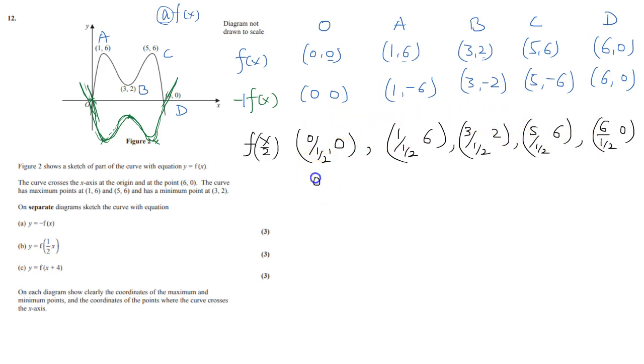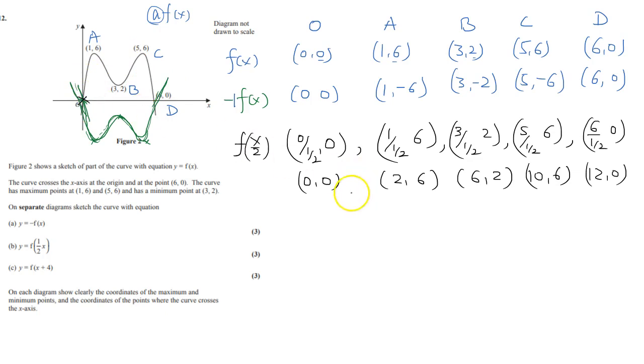So this is 0 0. This is 2 6. This is 6 2. This one is 10 6. And this one is 12 0. So you draw 0 0, 2 6, 6 2, 10 6, and 12 0. So this curve will be... so these are the coordinates.